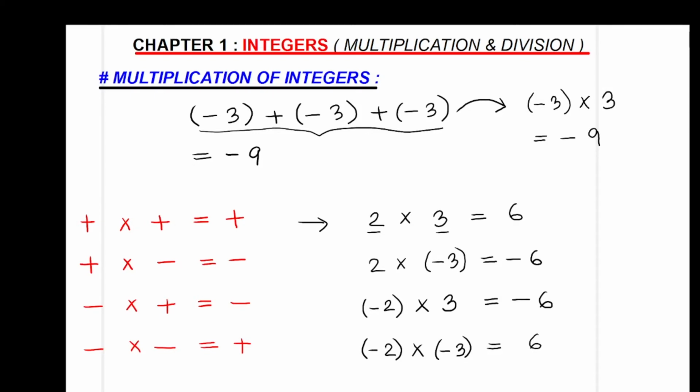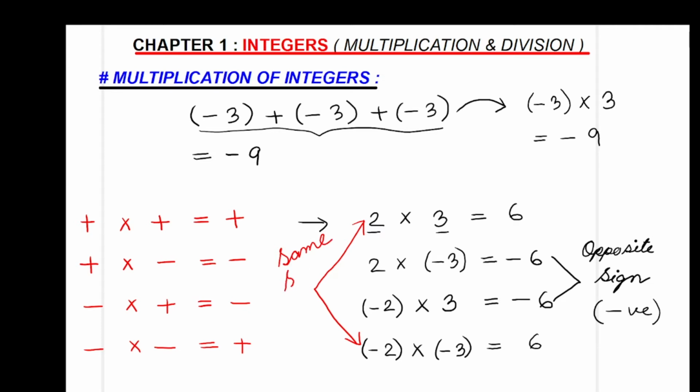That means when opposite sign, then the answer is negative. But when same sign, then we will get positive. That one only you have to remember. Then easily you can solve any type of multiplication.